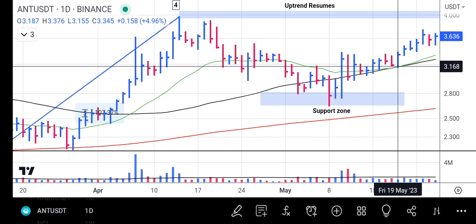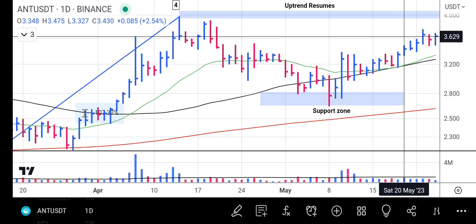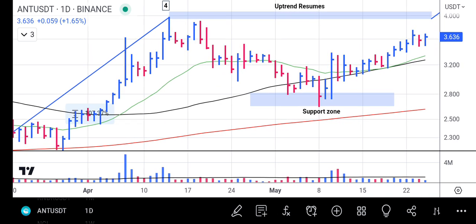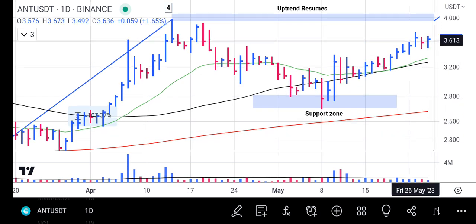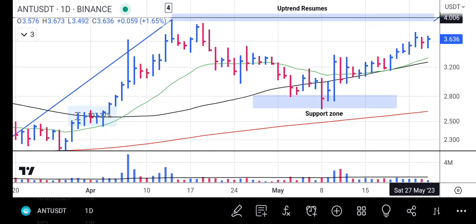So from this support zone now, ANT continued to progress from here, and it has bounced up again. It tested the 50-day average line, it bounced up from it, and it's now going to 0.4, which we will be watching very closely. And once it finally breaks through this 0.4, the upward trend will resume in ANT.